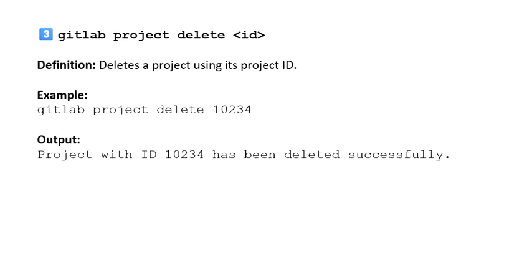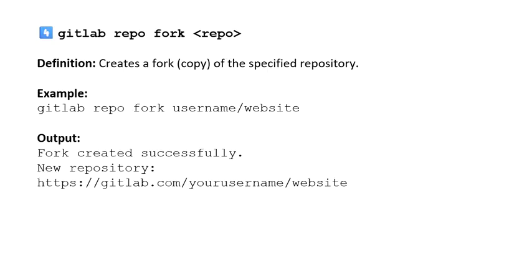The fourth command is gitlab repo fork with a repository name. The definition is: create a fork, a copy, of a specific repository. The example is gitlab repo fork username/website, and the output is: fork is created successfully, and the new repository is at https://gitlab.com/your-username/website.